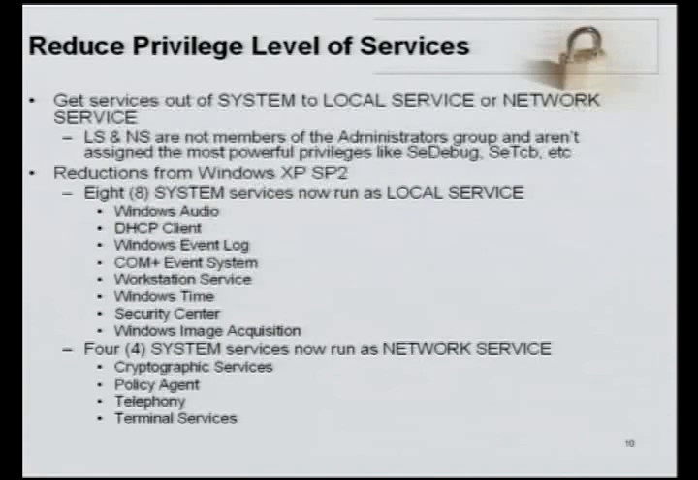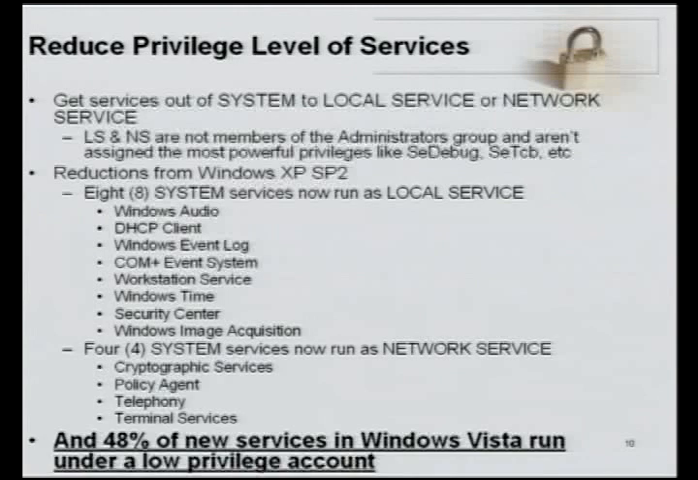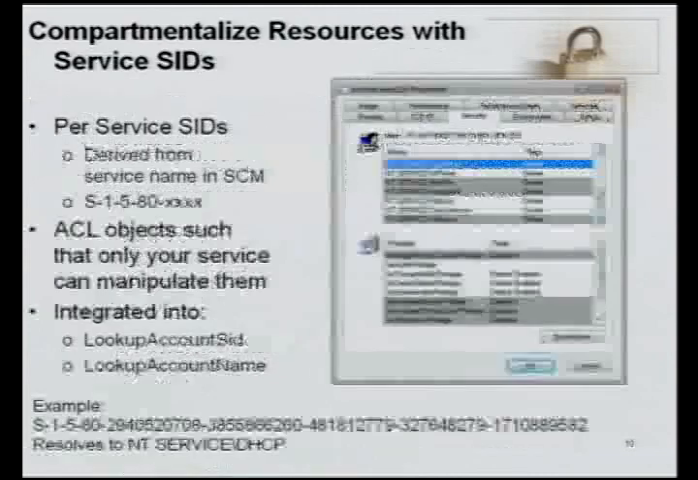If you just compare Vista to XP SP2, 8 system services that used to run as local system now run as local service, and you can see the list over there. We also took 4 services that used to run as local system and dropped their privilege level, and now they run as network service. Furthermore, for new services in Windows Vista, we saw adoption of these low privilege service accounts consistently across the board, and almost half of them take advantage of a low privilege service account. So this is really taking Windows services and dropping the privilege level among them dramatically. So that's the first part of service hardening.